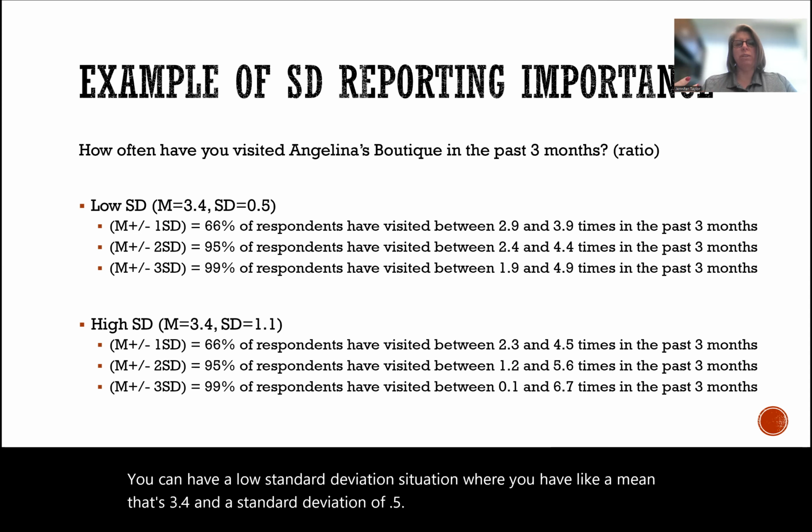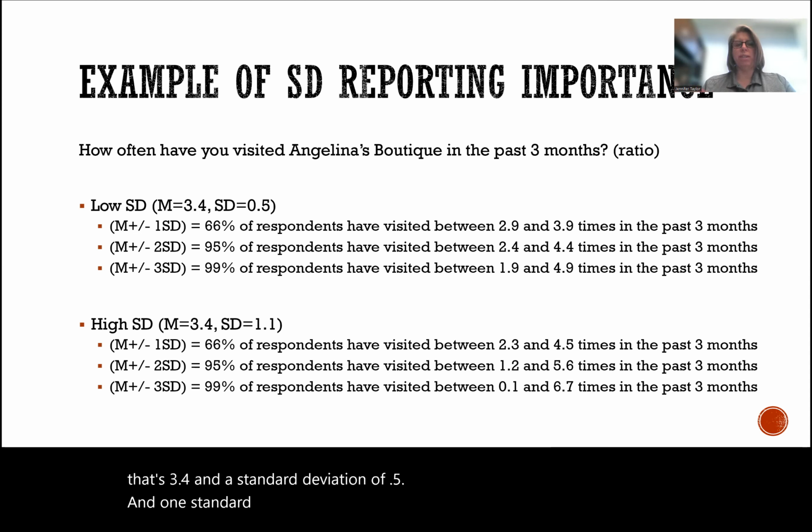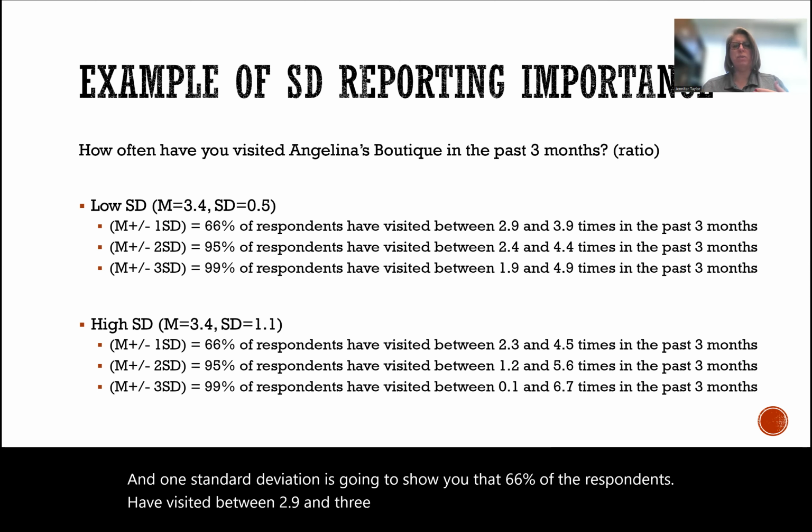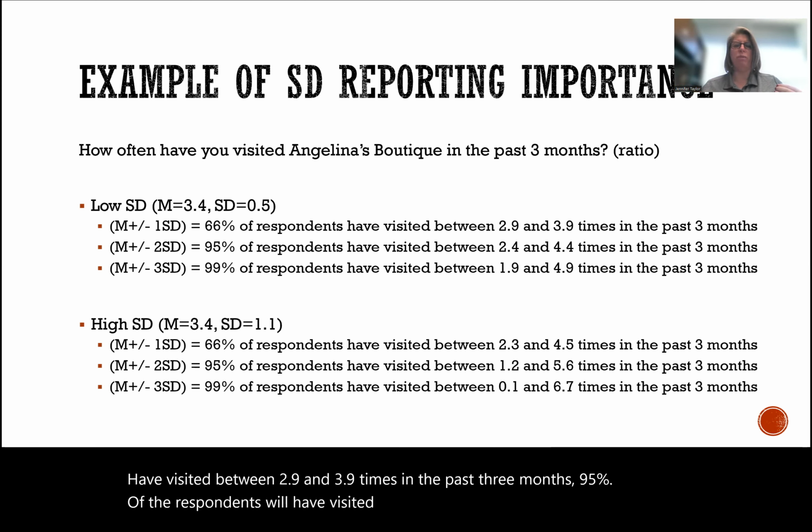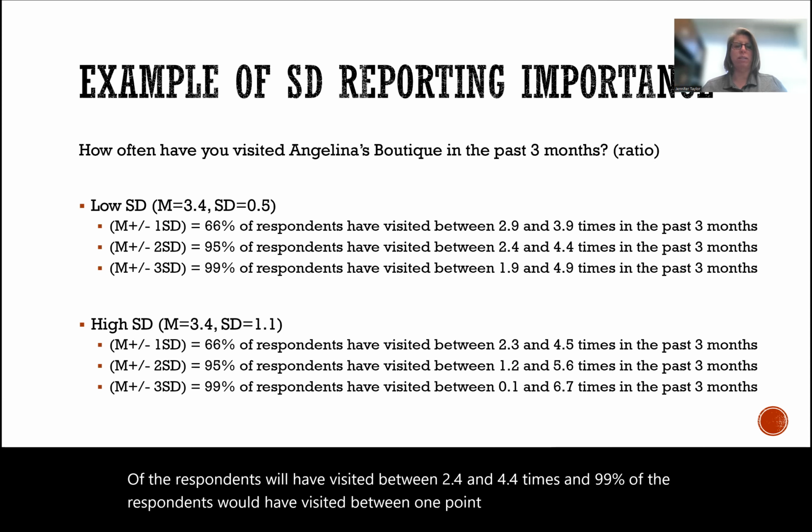And one standard deviation is going to show you that 66% of the respondents have visited between 2.9 and 3.9 times in the past 3 months. 95% of the respondents will have visited between 2.4 and 4.4 times, and 99% of the respondents would have visited between 1.9 and 4.9 times.